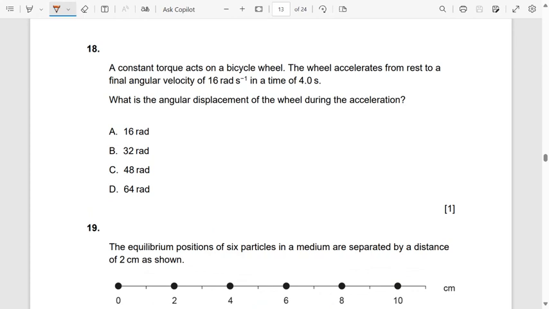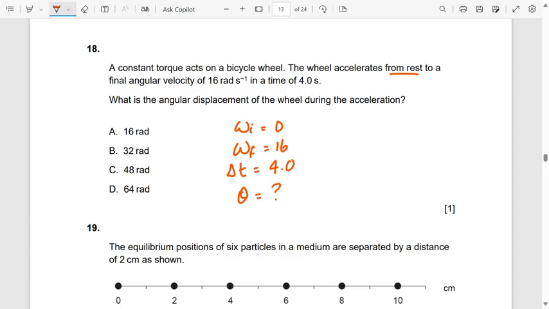Okay, so let me write down what letters we've got. We know it accelerates from rest, so initial omega is 0 rad per second. It goes to a final angular velocity of 16 rad per second in a time of 4 seconds. What is the angular displacement?